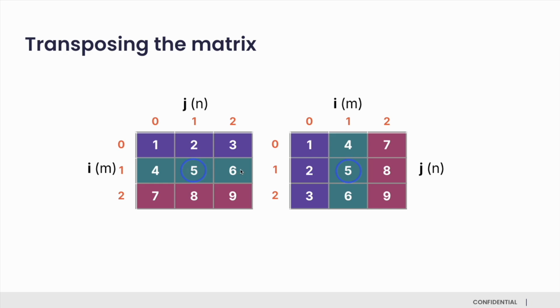Next, we'll move down this second row to number 6, which is at i of 1, j of 2. So we're going to now look for j of 1, i of 2. And those two will swap. And then the final element, number 9, is in the 2, 2 position. So when it swaps, it stays in the same spot.